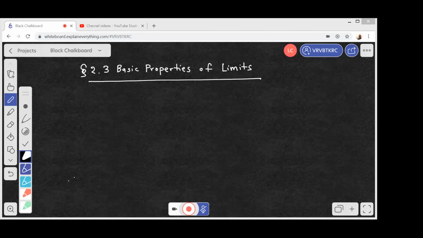Welcome, AP Calculus. We are in our next lesson. This is section 2.3. We're going to look at some properties of limits.